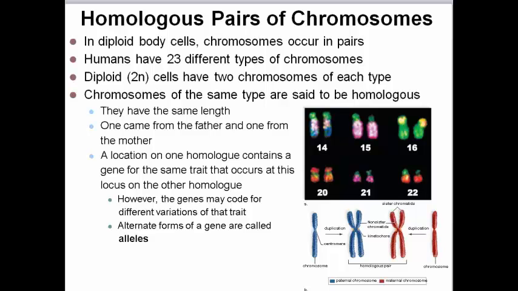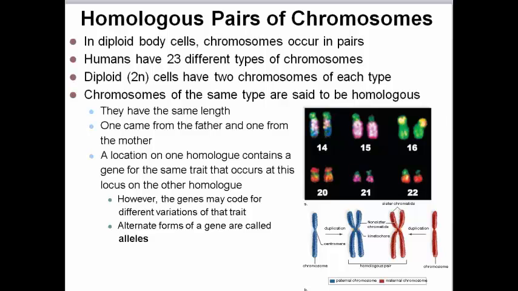Every cell in our body, in other words, is diploid, except for the gametes, which are haploid. Humans have 23 different types of chromosomes, as you're well aware, and if you look at each of those pairs of chromosomes, as we have on the screen, then we see like pair number 14, pair number 15, pair number 16, pair 20, and those are homologous pairs of chromosomes. One of those came from your father, one of those came from your mother.